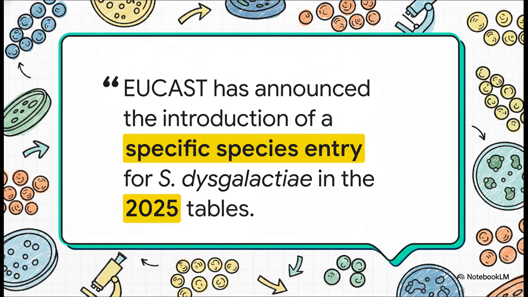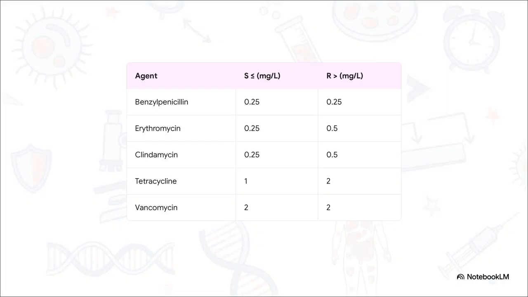And this right here, this is proof that the world is finally catching up. This official announcement from EUCAST is a landmark moment. It's this organism finally getting the recognition it deserves as a major pathogen, one that we need to track and interpret in a standardized way all across the world. So until those 2025 tables arrive, this is what we're working with.